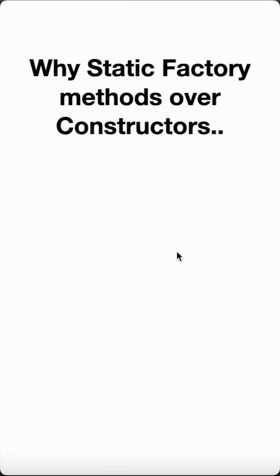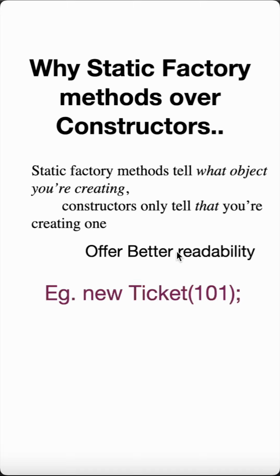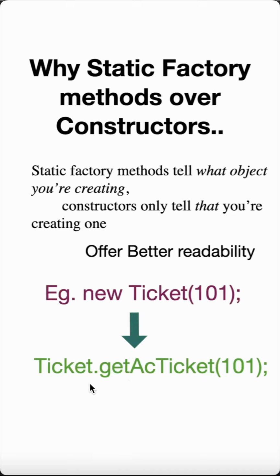What are the advantages of static factory methods over constructors? They offer better readability. Constructors don't tell you much detail about what type of object it is. It just tells that you have created one object. On the other hand, static factory methods are self-explanatory.